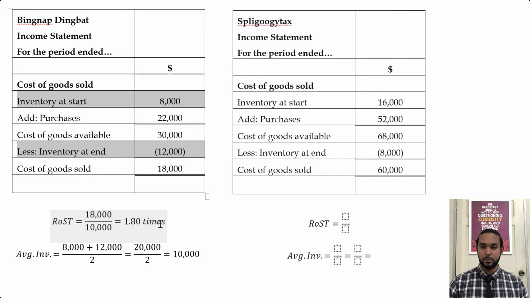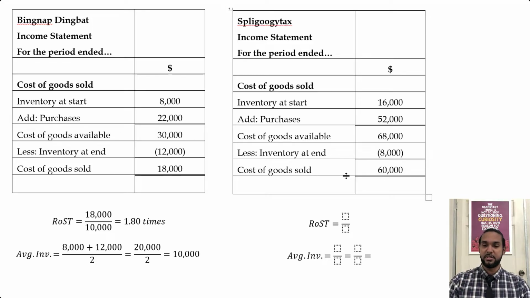Let me give you guys Split Tax, our trusty example company. So we have inventory at start, add purchases, giving us cost of goods available, less ending inventory, giving us cost of goods sold. Now, I want you guys to take a pause, try the calculation, then unpause and we'll correct it. Okay, did you try it?